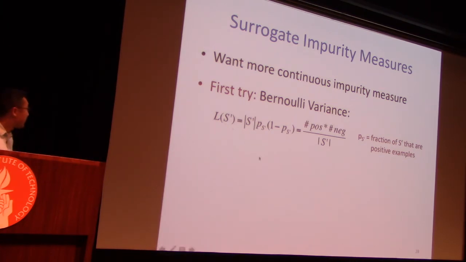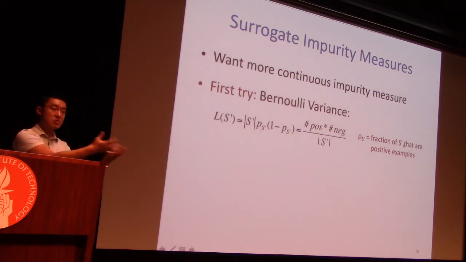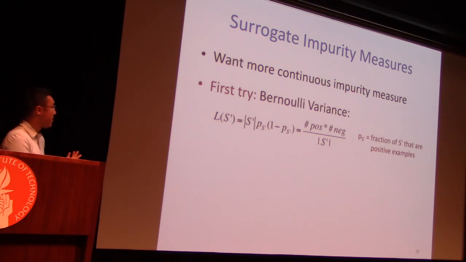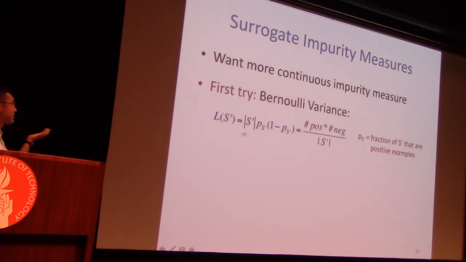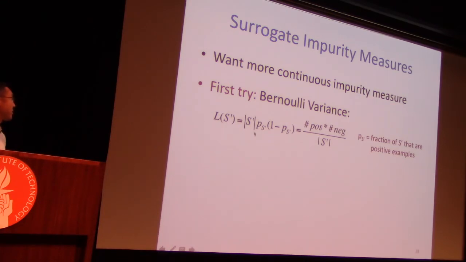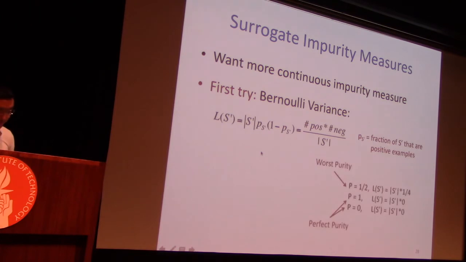It's defined as follows: let P of S prime be the fraction of S prime. Recall S prime is some subset of the training examples that corresponds to a leaf node, or any node. So P of S prime is the fraction of S prime that are positive examples. And then the Bernoulli variance is simply P times 1 minus P. That's the standard variance under the Bernoulli distribution. We'll scale by the number of examples so that nodes that have more training data are weighted more. And so then you could think of this as an impurity measure.